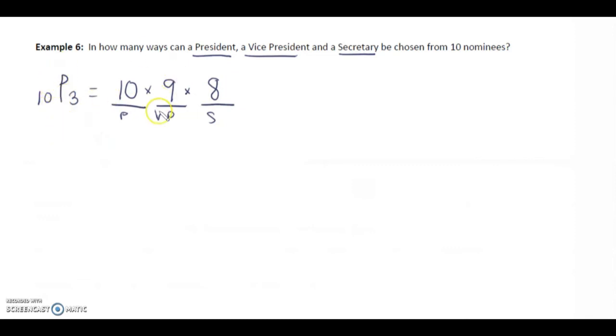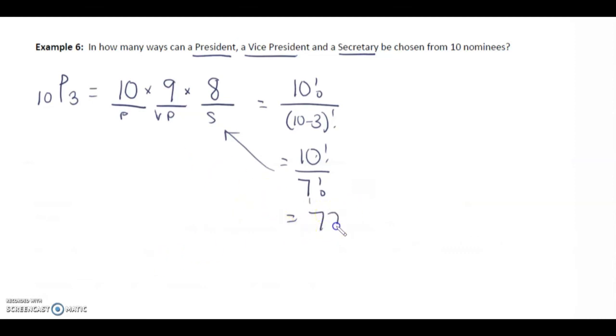So these are equivalent. We're going to get the same answer. The other way we can do this is the permutation formula where we have n factorial over n minus 3 factorial, and this is going to be 10 factorial over 7 factorial. Again, this would give us 10 times 9 times 8. So any of these approaches that you want to use, we're going to get the same answer. We're going to get 720 ways for a president, vice president, and secretary to be chosen.